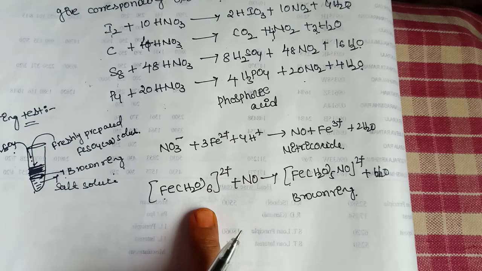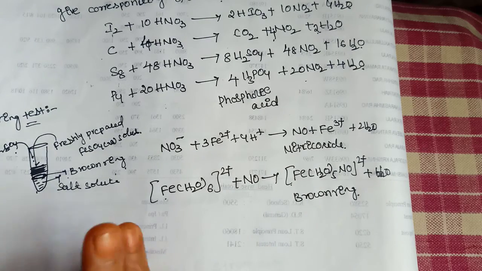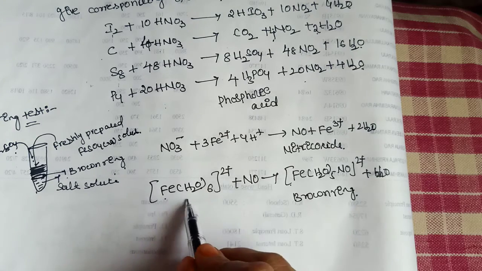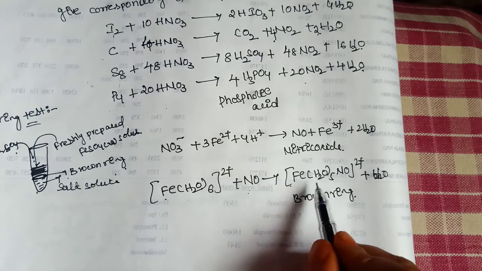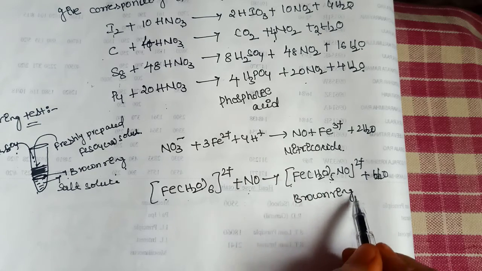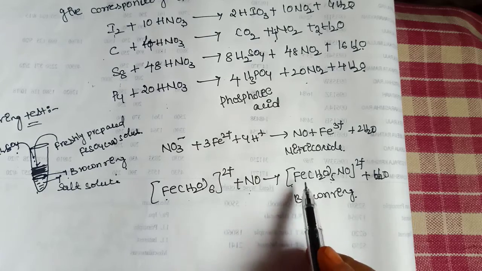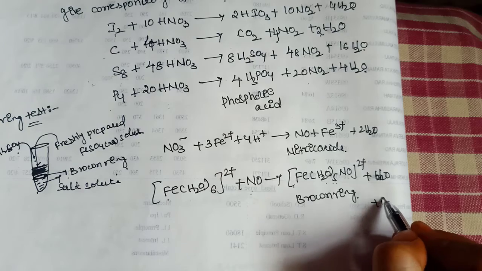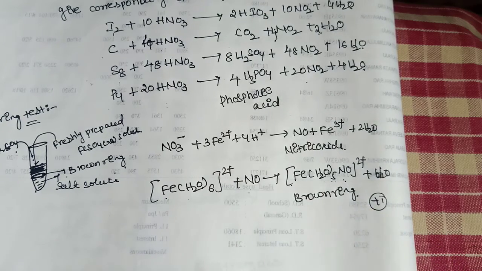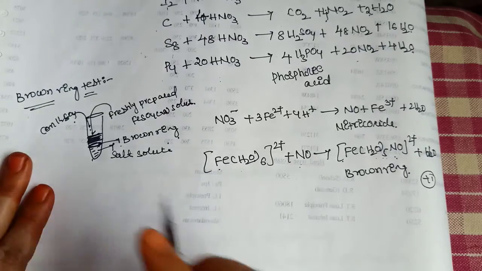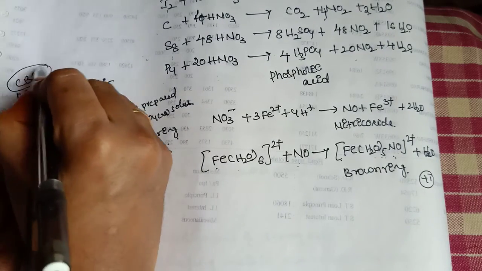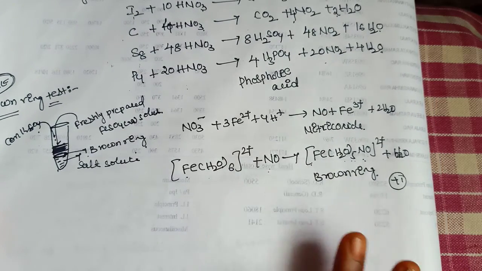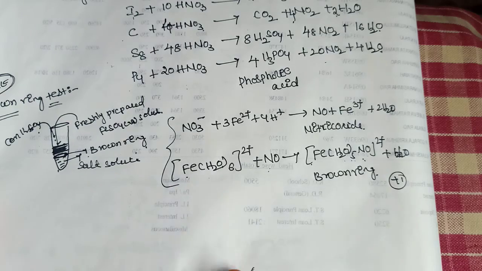The freshly prepared FeSO4 aqueous solution contains the complex [Fe(H2O)6]2+. This complex combines with nitric oxide to give [Fe(H2O)5NO]2+. It is called the brown ring. So what is the formula of the brown ring? [Fe(H2O)5NO]2+, and the oxidation state of NO here is +1. What is the oxidation state of NO here? +1. So this one is very, very important, not only for CBSE but for competitive exams also. They will ask questions based on the equations, so these two equations are very, very important. Thank you.